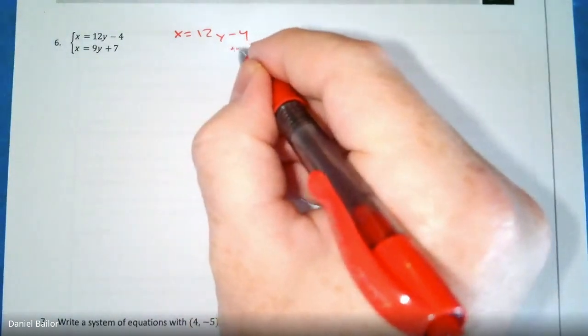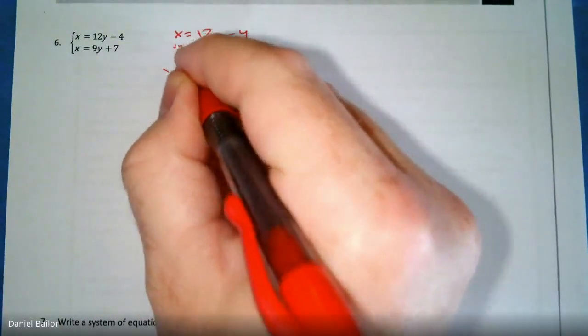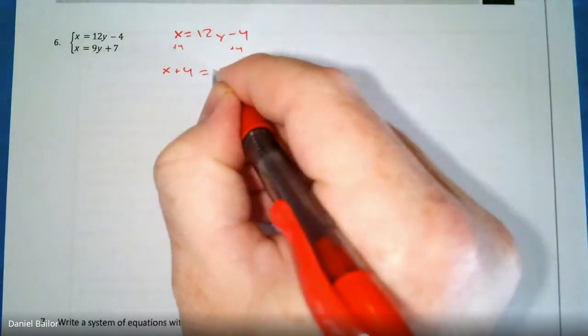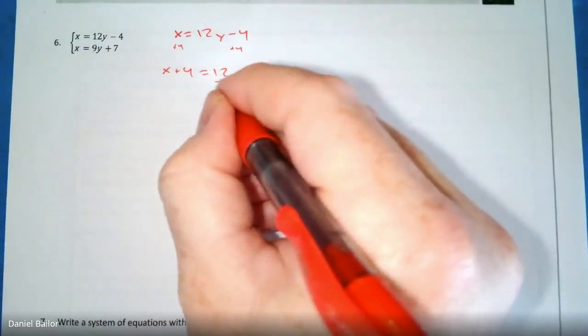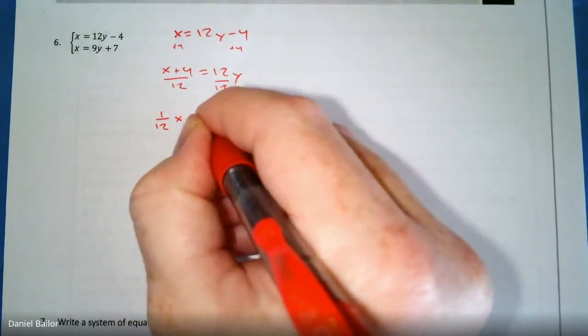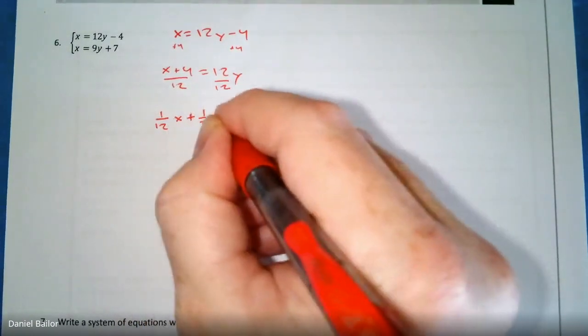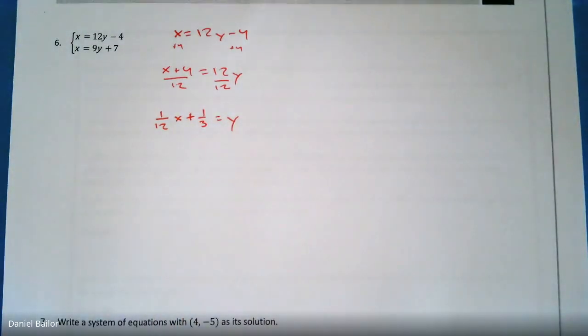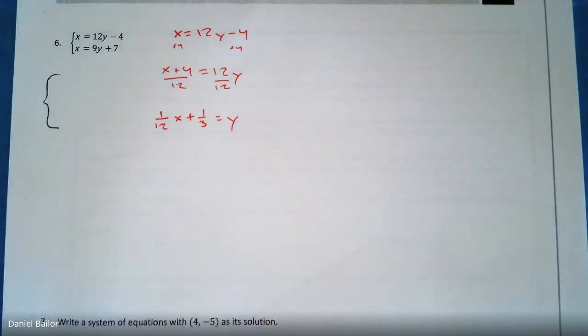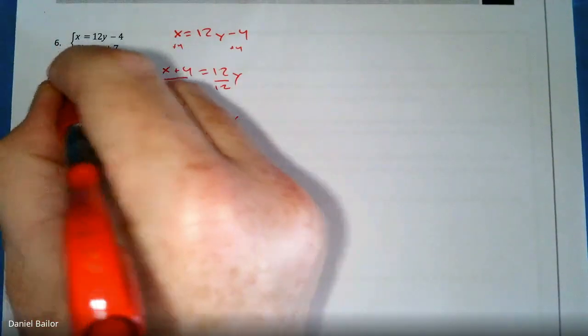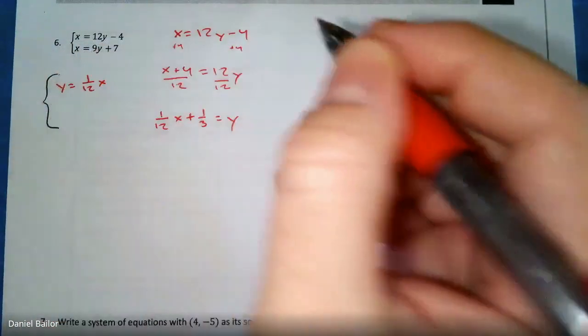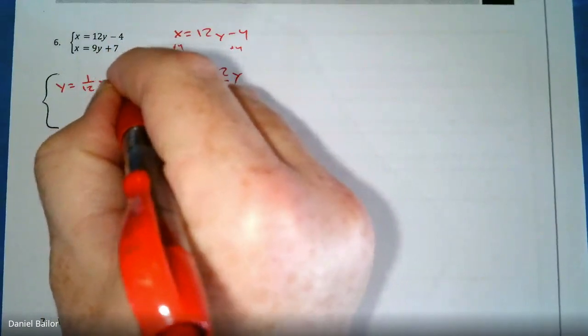So we're going to add 4 to both sides. So we get x plus 4 equals 12y. Then we're going to divide by 12. So we get 1/12 x plus 1/3 equals y. So the first equation in our system is y equals 1/12 x plus 1/3.